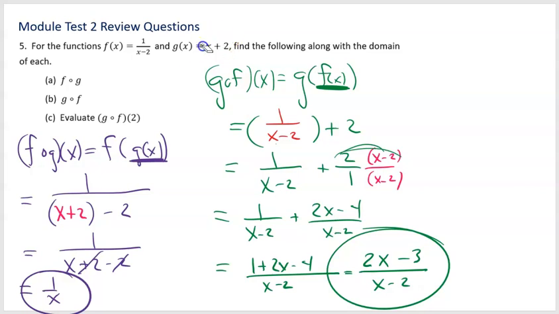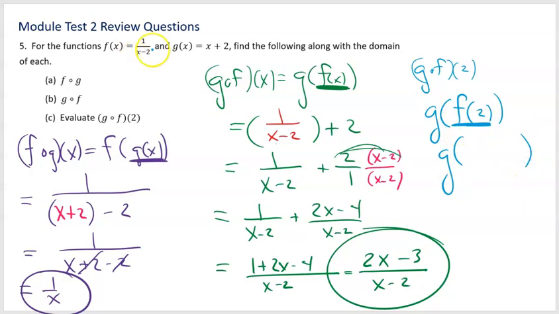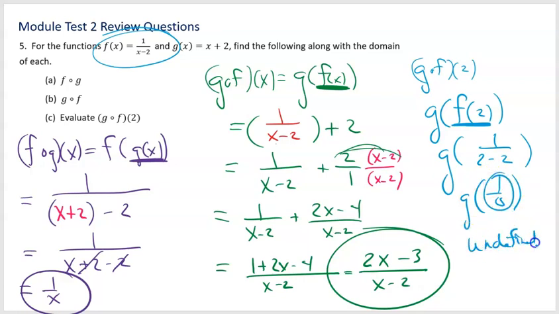All right, and then the last problem. G composite F of 2. Okay, so G composite F of 2. Now by definition, that's G of F of 2. So do the inside first. What is F of 2? Well, I take my 2 and I plug it into the F function. So that's going to be 1 over 2 minus 2. So that's going to be g of 1 over 0. And you're like, 1 over 0 is undefined, right? So we cannot do this. Turns out 2 is not in the domain of G composite F. So the answer is just undefined.